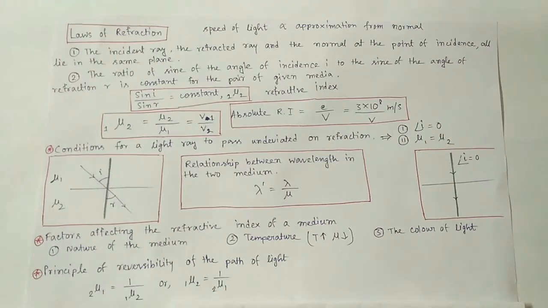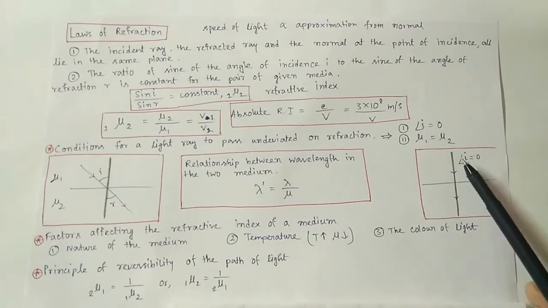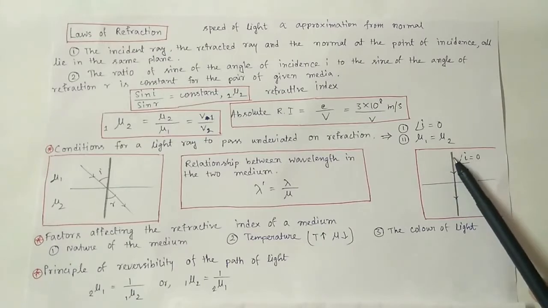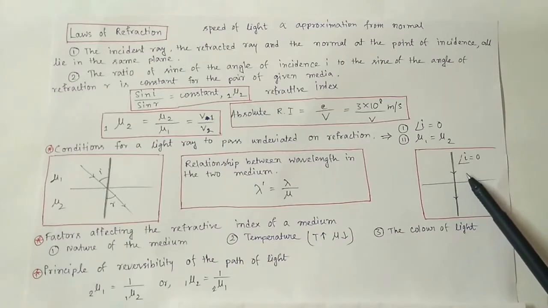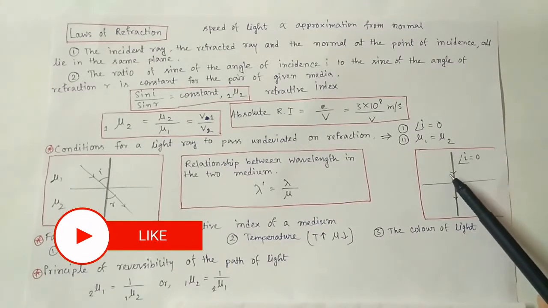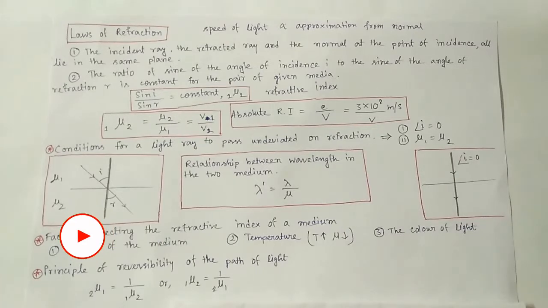If the refractive index of both media is the same, we can say that both media are equally optically dense to light, and that is why light will move without any deviation in these two media. The second condition is that the angle of incidence is 0. If light falls along the normal, there is no deviation when passing from one medium to another. So this is an example of the conditions for a light ray to pass undeviated on refraction.